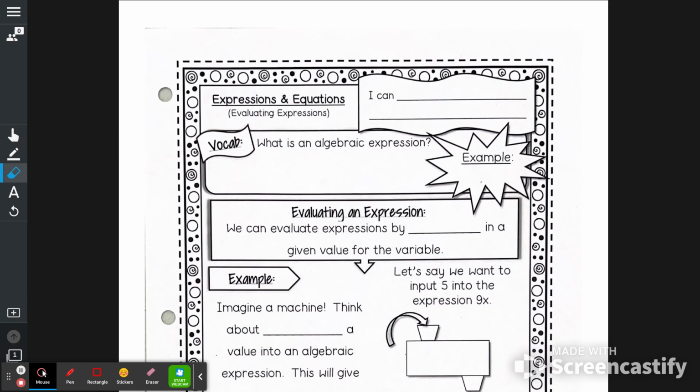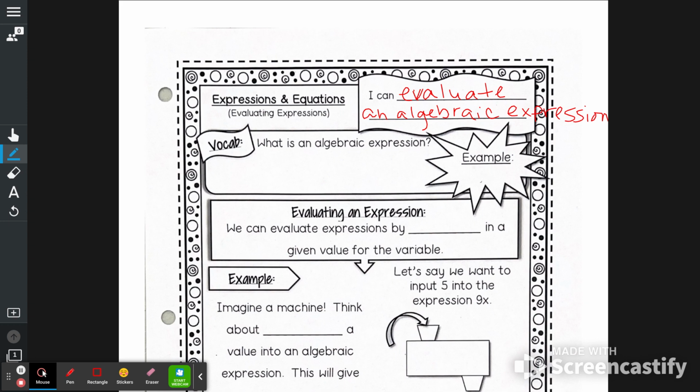Good morning. Today, we are going to move into evaluating expressions with those variables that we learned last week. So the very first thing is that once you are finished with this lesson, you will be able to evaluate an algebraic expression.